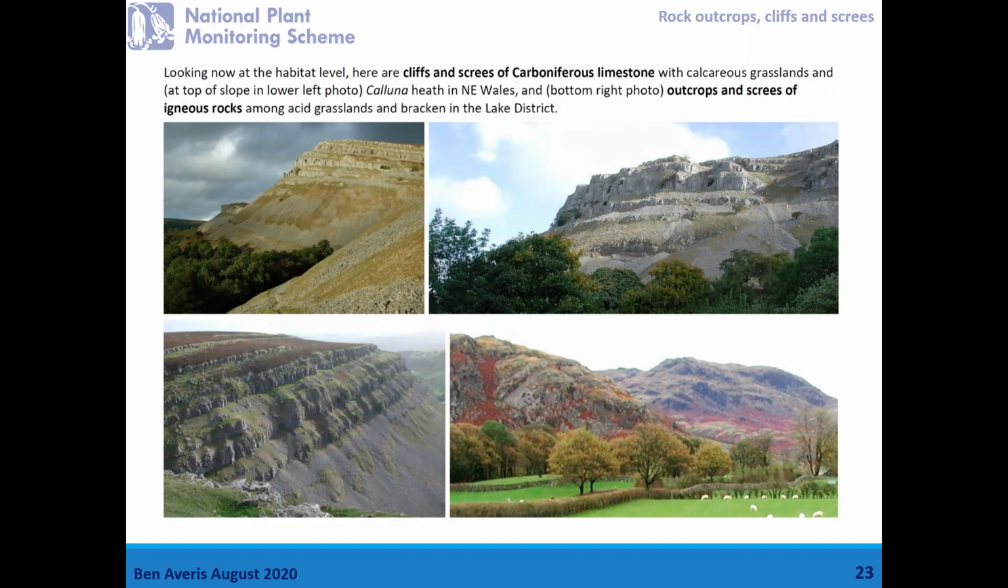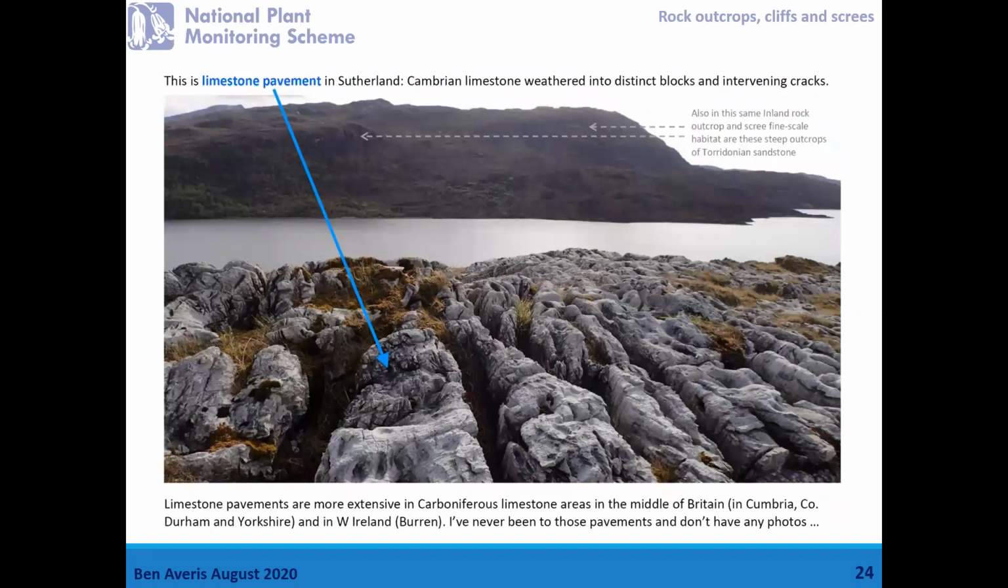The next photo has an example of limestone pavements, one of the particularly distinctive kinds of limestone rock habitat. Limestone pavements are very extensive in parts of the middle of Britain, around Yorkshire and South Cumbria, and also in the midwest of Ireland, around the Burren. But we get some of them up here in Scotland as well. And this is a Scottish example on the old Durness limestone, Cambrian limestone.